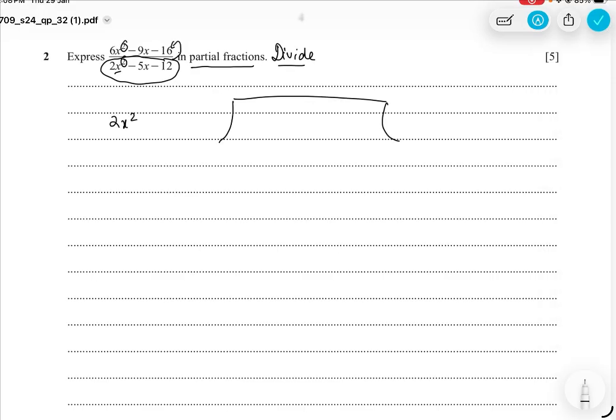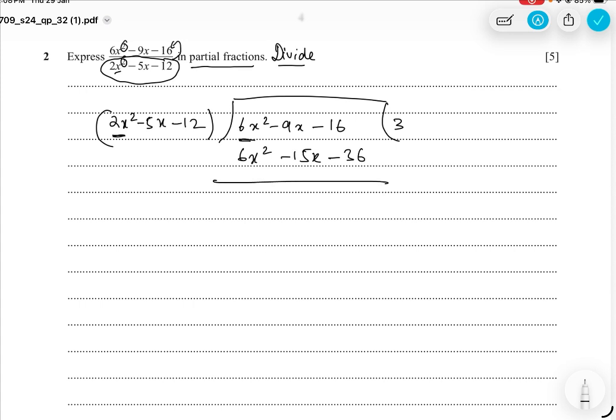Here comes the denominator. Here comes the numerator. All right, let's divide. Let's try to make this same. So we will multiply by 3. So it would be multiply completely by 3. It would be 6x square minus 15x minus 36. Now what do we do? We subtract. Minus plus plus. In subtraction, we always change the sign.